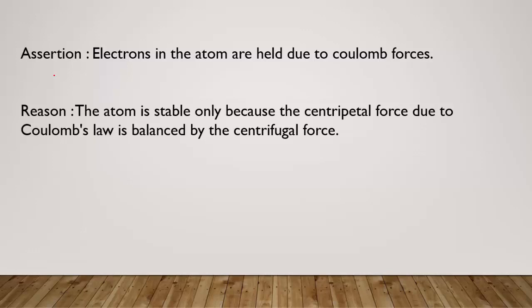Yes, it is right. But according to Bohr's postulates, electrons revolve around the nucleus in fixed orbits of definite radii. As long as the electron is in a certain orbit, it does not radiate any energy. The assertion is right, the reason is incorrect. The option C is the right answer.